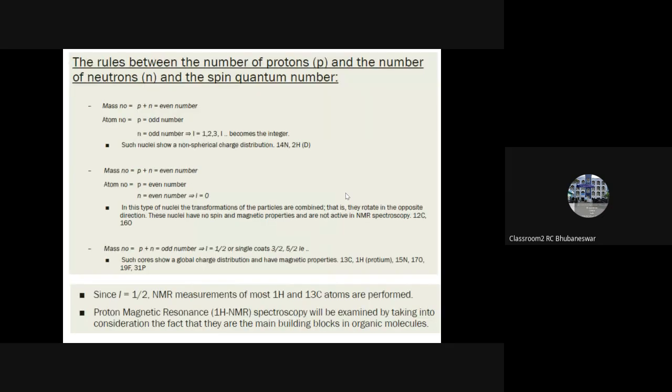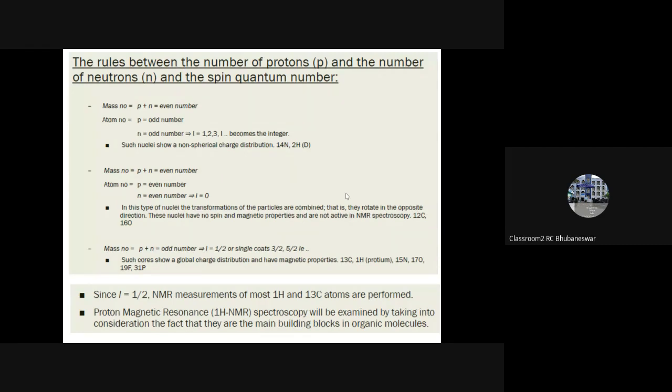Here you can see that as you increase the field strength, your delta E will increase. For this delta E, the ground state has alpha spin, that is plus half, and the excited state has beta spin, that is minus half. And the rules between the number of protons, the number of neutrons and the spin quantum number are here.